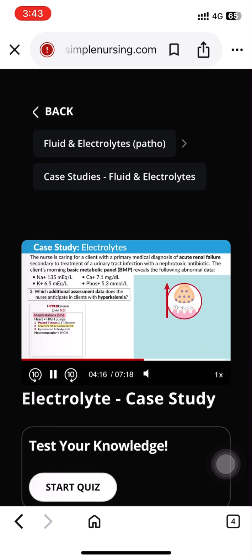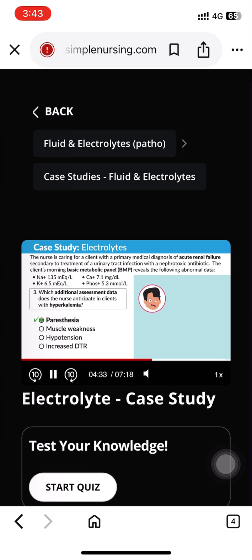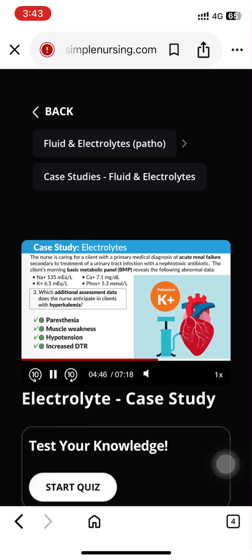Now, neuromuscularly, it'll be high as well, with increased DTRs, paralysis and paresthesias, that tingling, and even profound muscle weakness. And in the GI, we have high pumps as well, so diarrhea and hyperactive bowel sounds. So in this case, the correct answer is paresthesia, that numbness and tingling sensation, muscle weakness, hypotension, and increased DTRs, those deep tendon reflexes. So remember, high potassium means high pumps.